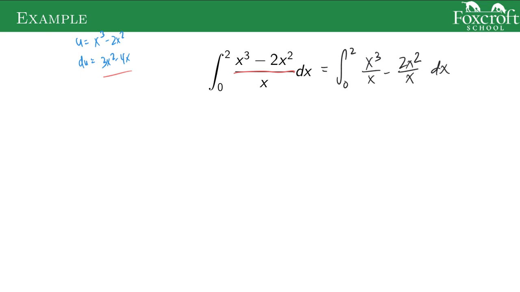We can split up this fraction into two separate fractions. This is just like a trick. And then these simplify pretty nicely. And now this is just the power rule. So now we do the antiderivative using our power rule. And we're going to evaluate from 0 to 2. And just some small simplifying.